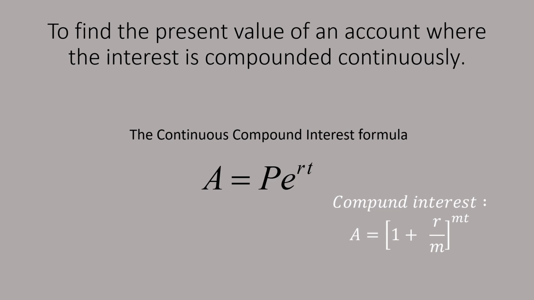The reason why we use A equals P e raised to rt is mainly because of the compound interest formula A equals P times (1 plus r by m) whole raised to mt. Here, m is the number of times it is accumulated, and that m is infinite. When m tends to infinity, this (1 plus r by m) whole raised to mt becomes an exponential factor. So this will be P e raised to rt.